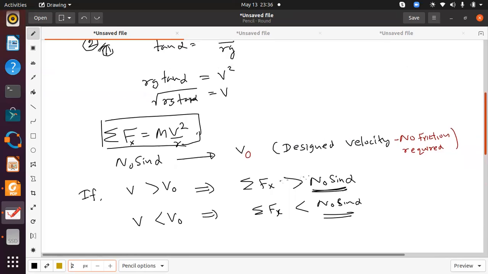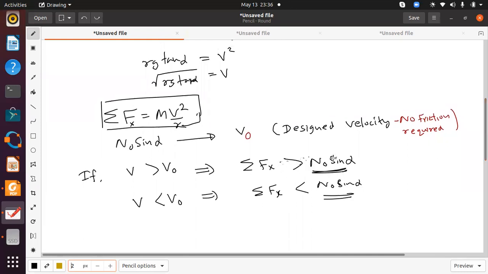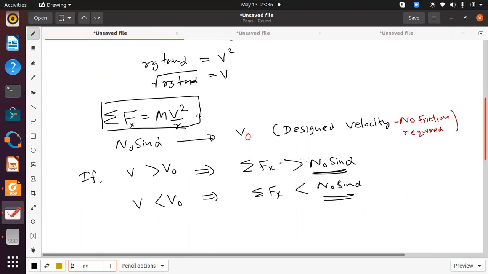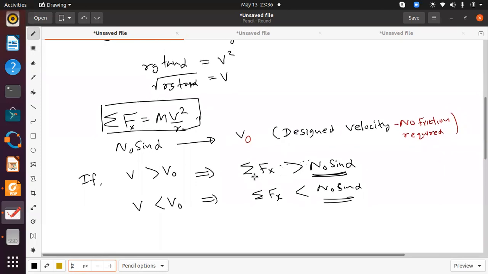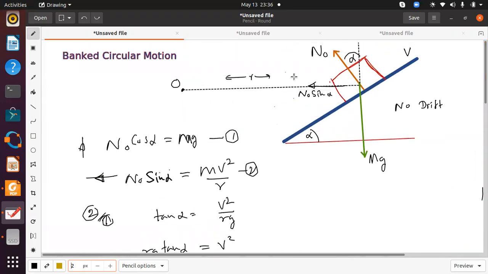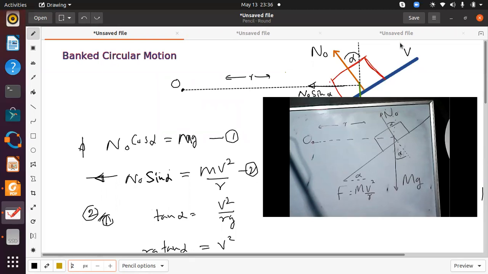If friction is not present, then obviously this car will skid up or down, depending on the situation here. If the frictional forces are present, then this friction force will provide the additional forces necessary to maintain this motion, right? So let's look at this again. Now, what will happen is that when velocity increases, there should be a corresponding change in the force.